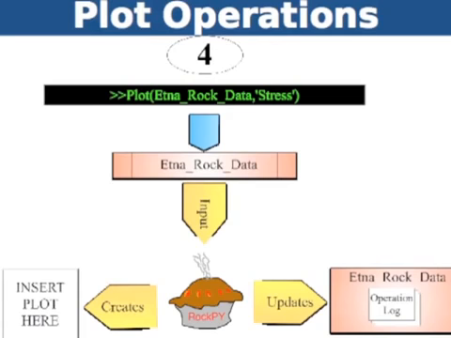The final type of operation is the plot operation. The plot operation takes as an input the rock data structure and the variables that you want to plot, and it outputs an actual plot, and it updates the op log to let you know what you plotted. You could also plot your model files from the plot functions too.